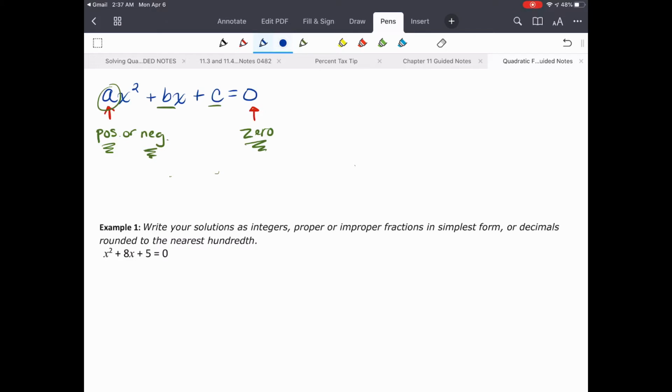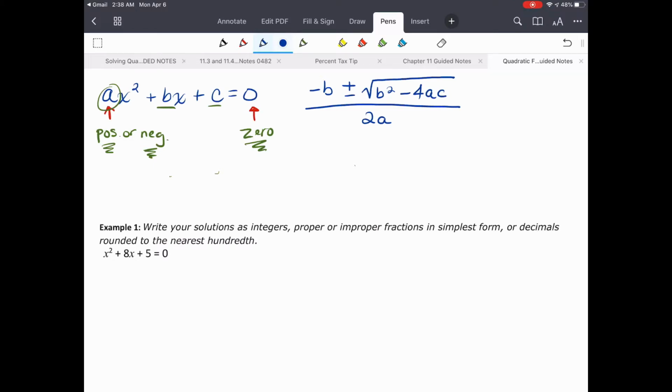But the quadratic formula is negative b plus or minus the square root of b squared minus 4 times a times c, all over 2a. So not just the square root, not just the negative b, but everything on the top is over 2a.